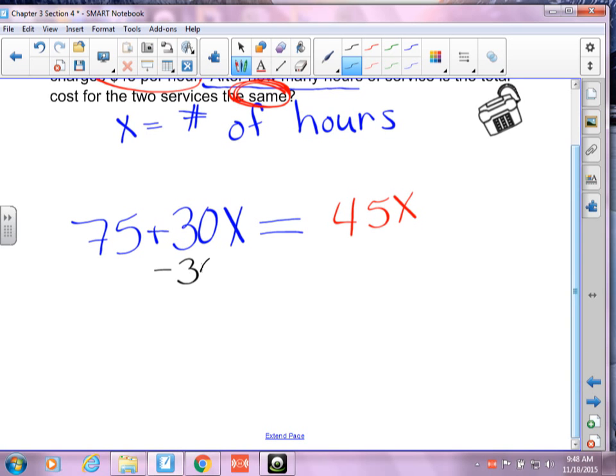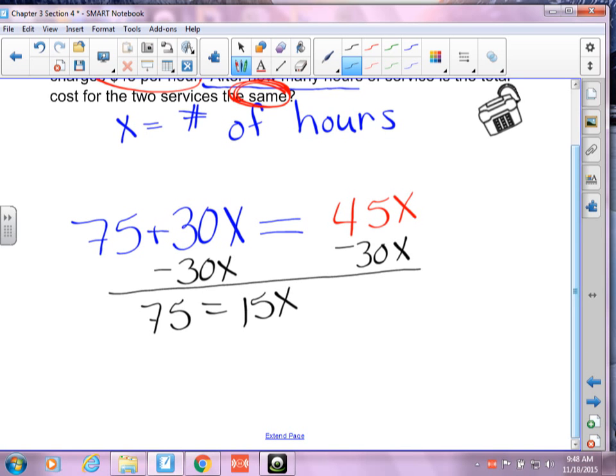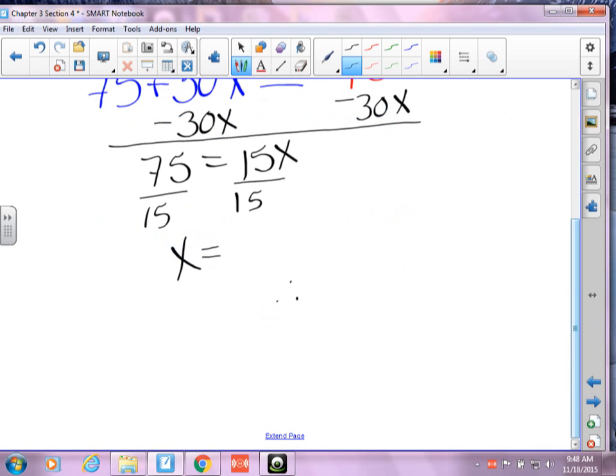So I'm going to subtract 30x. So 75 equals 15x. Now what? Yes. Excellent. Divide by 15. So x is going to equal what? It's going to give me 5. Okay, so 5 what? Yes. 5 hours.